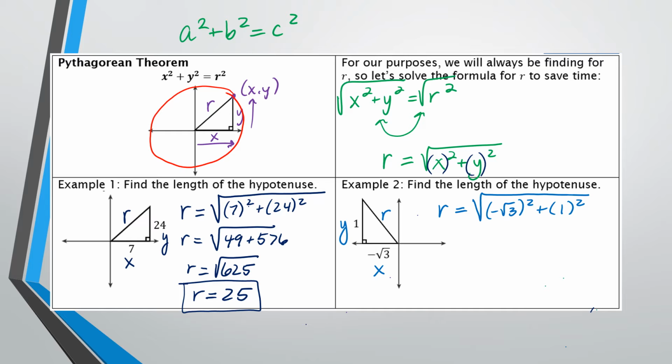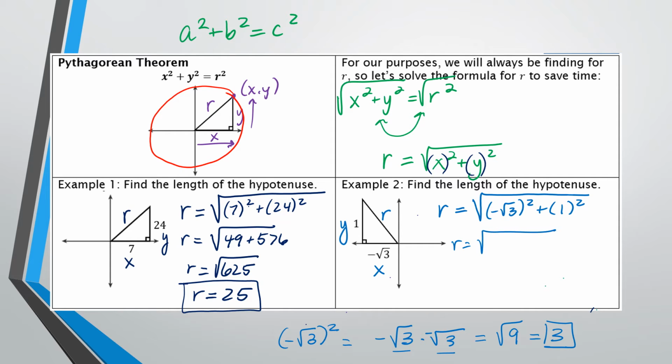So in case you're not clear of what I'm saying, if I multiply the negative square root of 3 times the negative square root of 3, which is the same thing as negative square root 3 squared, the two negatives multiply to make my answer positive, and then the square root of 3 times the square root of 3 would be the square root of 9, which is just plain old 3. So what that means is that I'm going to have the square root of 3 plus, and then 1 squared is 1. So what I really have here is the square root of 4, or just 2. So the radius, or the hypotenuse of this right triangle, is just plain old 2.